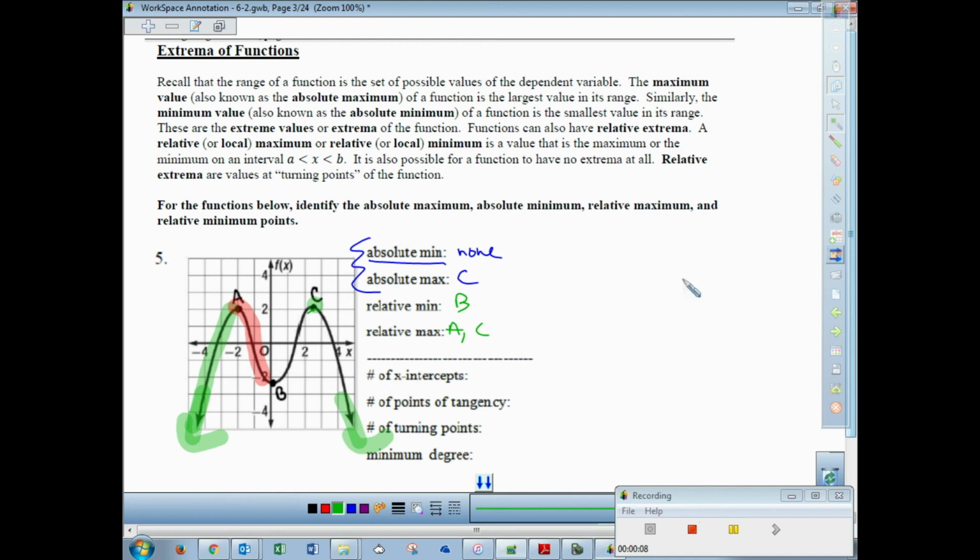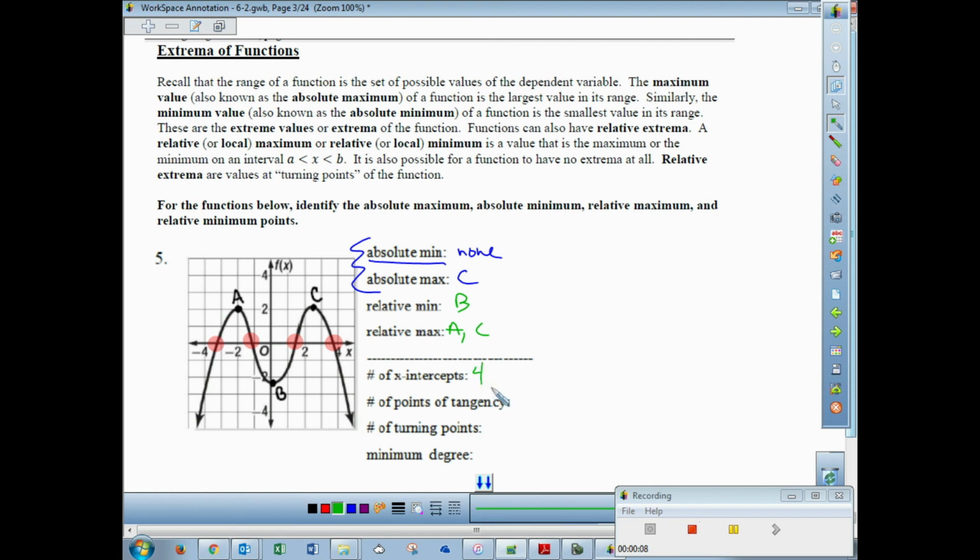Number of x-intercepts. Well, let's count it up, if my eraser would work. Number of x-intercepts is where it crosses the x-axis, so that would be 1, 2, 3, 4 of them. Correct? Isn't there 4 x-intercepts?